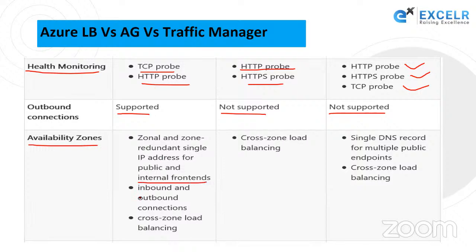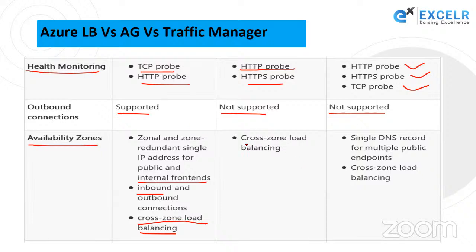Availability zones and zone redundant single IP address for the public and internal front end is supported by basic. Inbound and outbound connection is supported. Cross zone load balancing is also supported. Now, what is this cross zone load balancing? Cross zone load balancing is about sending your traffic to virtual machines situated in multiple availability zones, and that way you are covering for any problems which can occur with your machine in a particular availability zone. So if one availability zone is down, your traffic will still go to another availability zone and your application will work fine. Okay.